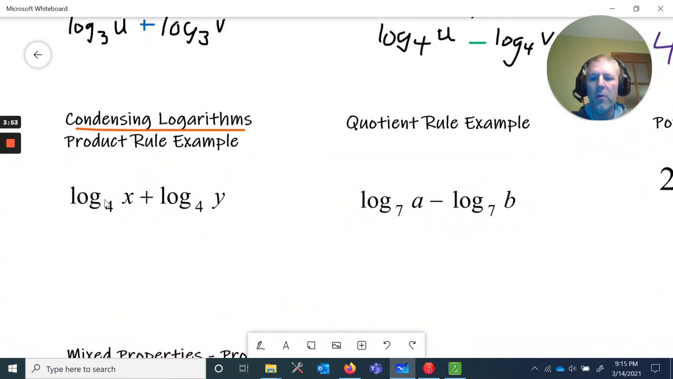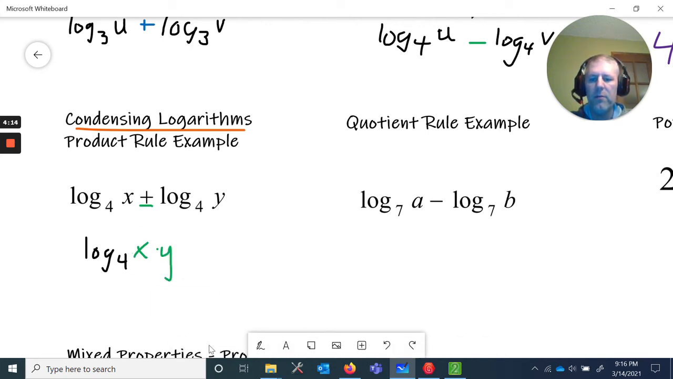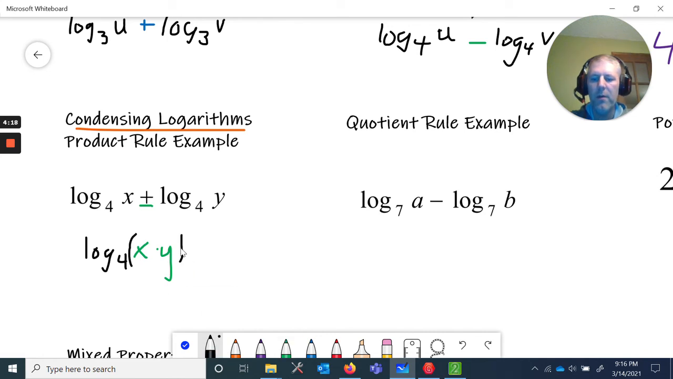So we get log base 4 of x plus log base 4 of y. So this plus is going to become times. So to condense that, we will say that this is log base 4 of x times y. And you can put those in parentheses, or you can leave them like that. Parentheses is probably a little better. And so that is condensing, going from something bigger to something smaller.